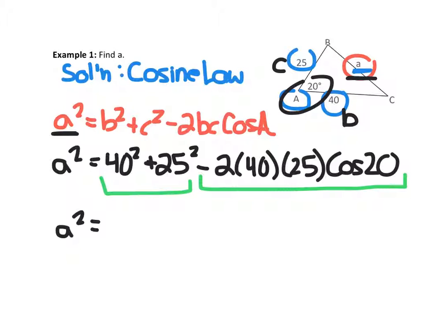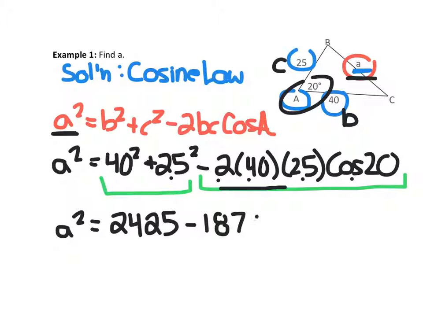So what we have is 40 squared plus 25 squared is going to give us a total of 2,425. And then I'm going to focus on solving here. So I do -2 times 40 times 25 times cos 20, and I get a value of -1,879.38.